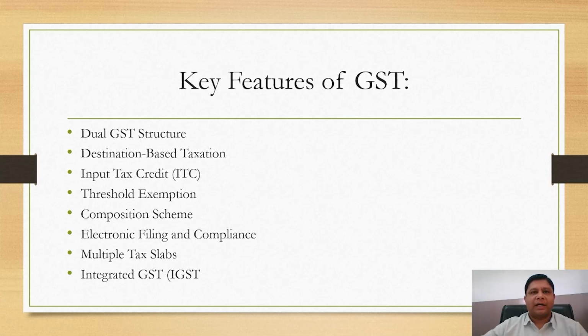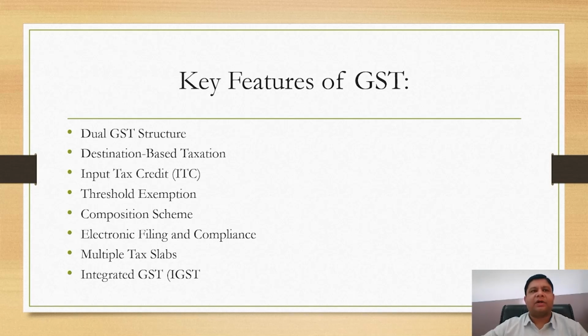Small taxpayers can opt for the composition scheme, which offers a simplified compliance mechanism and lower tax rates based on their turnover. Sixth feature, electronic filing and compliance. GST compliance involves electronic filing of returns, invoices, and payments through the GSTN, that is Goods and Services Tax Network portal, which streamlines the tax administration process and enhances transparency.